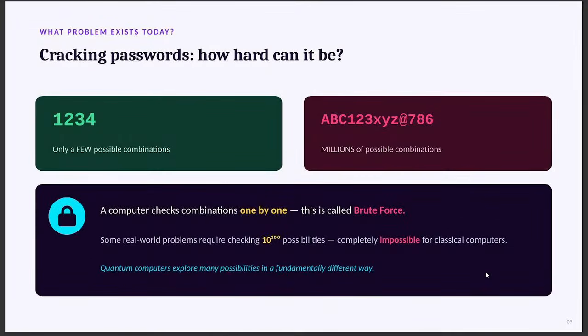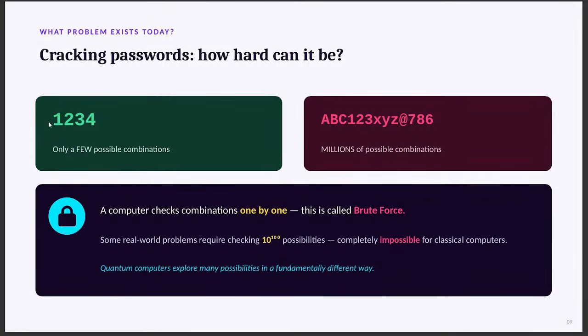Now, if you see here, I've put one thing in the slide. Let's understand a real-world example. Suppose your password is 1234. There are only a few possibilities, a few combinations, in this particular password.